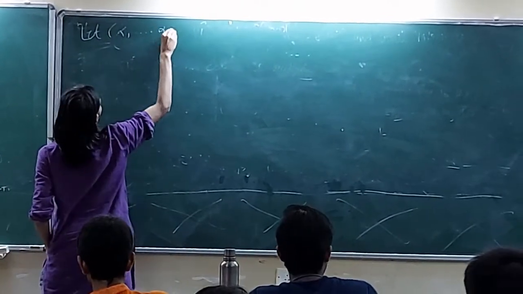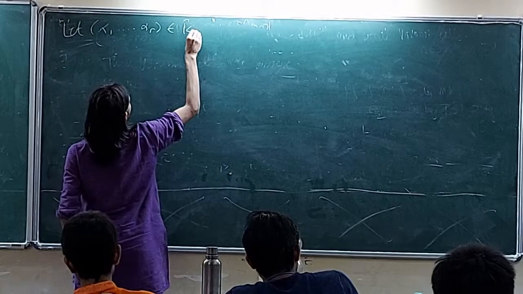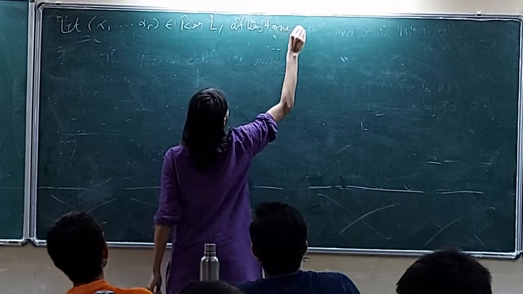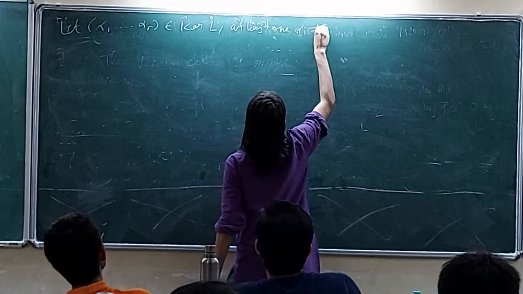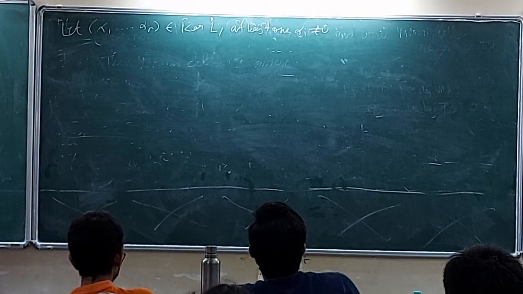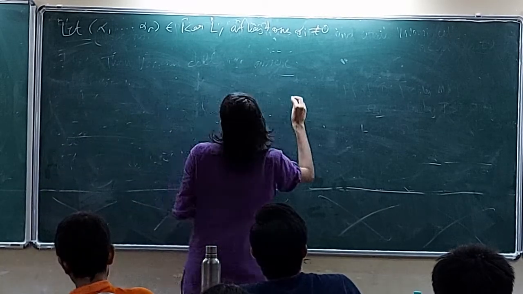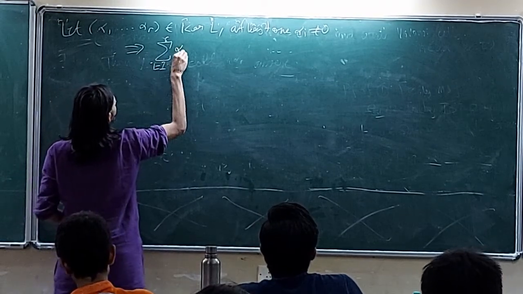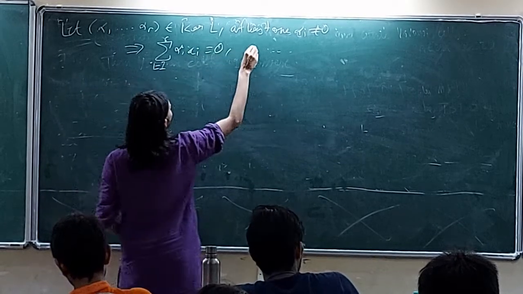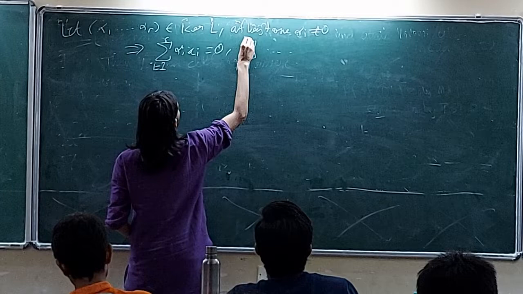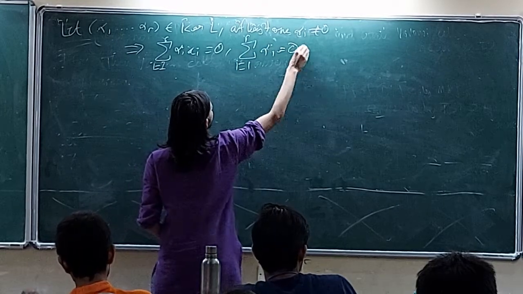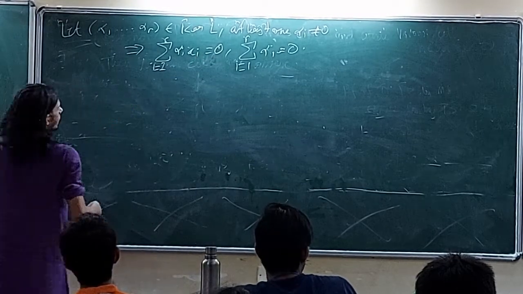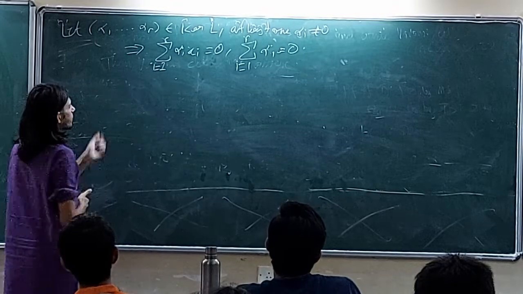Let alpha 1 up to alpha r be in the kernel of L, where at least one alpha i is not equal to 0. Now what does that mean? That means that this sum is 0 and this sum is 0. So the summation i equal to 1 to r of alpha i xi is equal to 0, and the summation i equal to 1 to r of alpha i is equal to 0, where one is a vector 0 and the other is a real number 0. I hope that's not confusing.